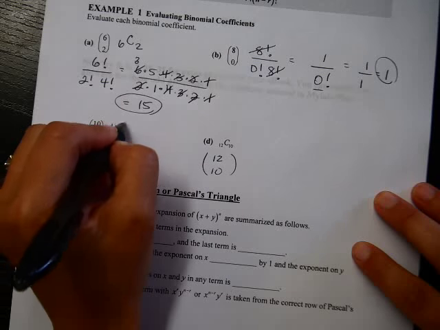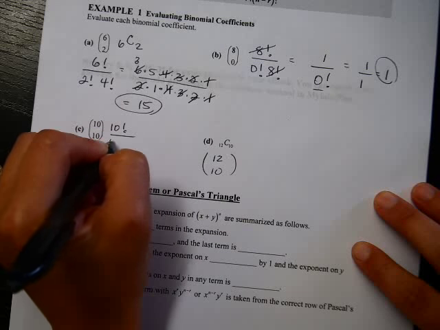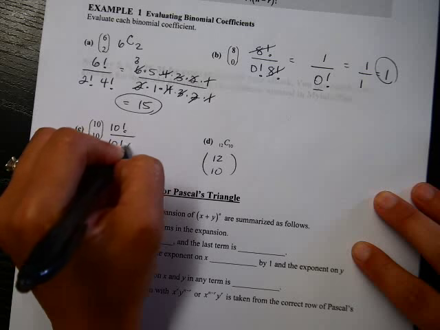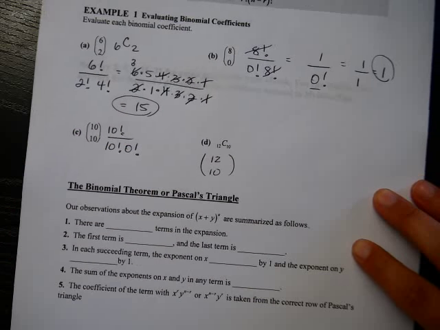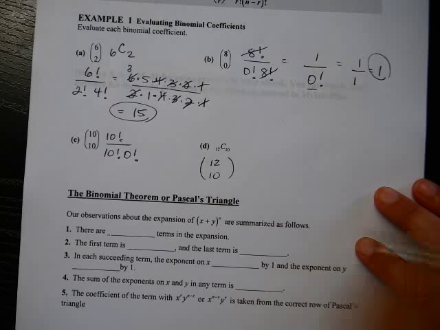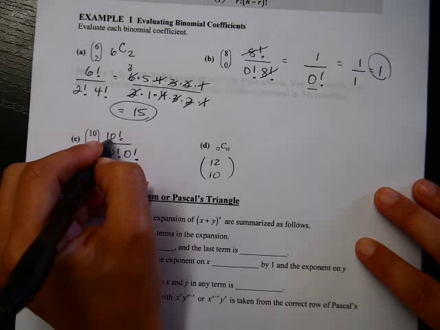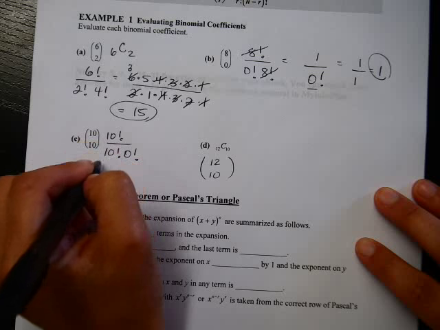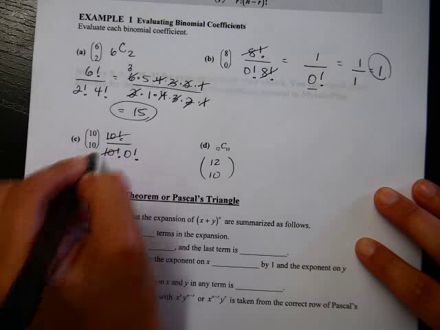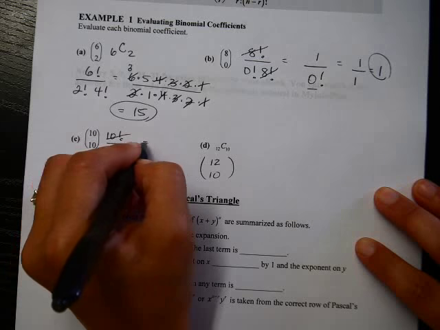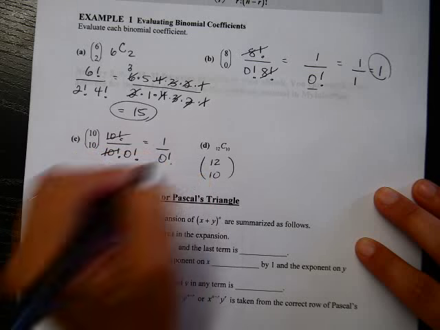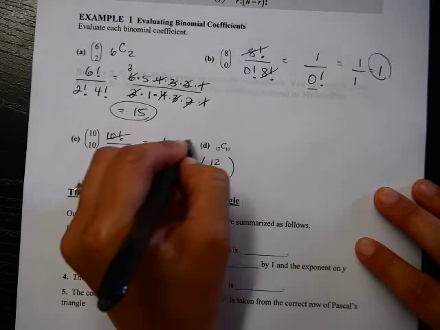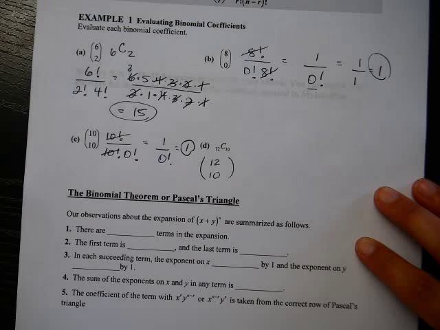Okay, same thing here. 10 factorial over 10 factorial, and then when you subtract the 2, you get 0 factorial. So this one's going to end up being just like letter B. So again, everything here, this will be 10 times 9 times 8 times 7. You keep going. They will cancel each other with everything right here because they're going to be the exact same numbers. So I end up with 1 over 0 factorial, which again is just going to be 1.